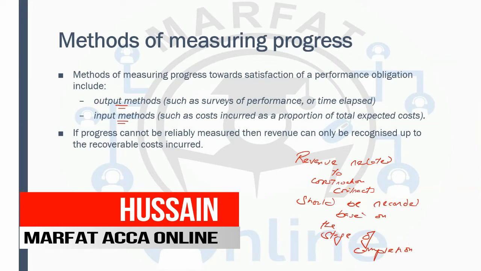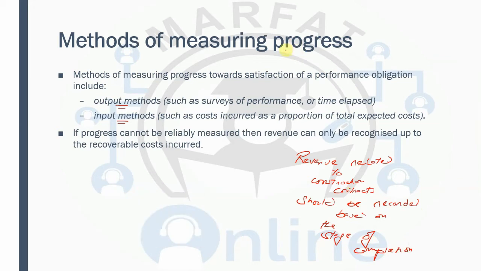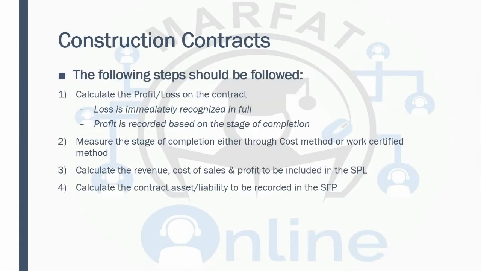And to determine the stage of completion, to determine the progress, that is, how much work the entity has done, there are two methods for it. One is the output method, which is also known as the work certified method. The other one is the input method, which is also known as the cost method. So these are the methods we are going to use for calculating the progress.